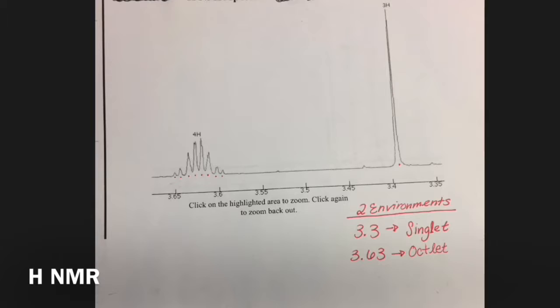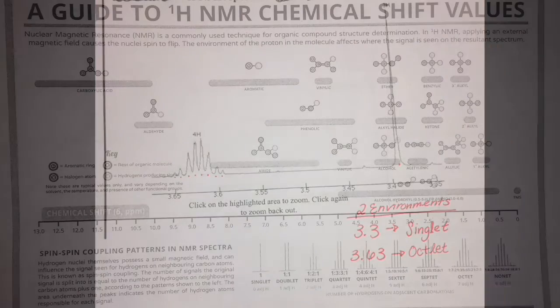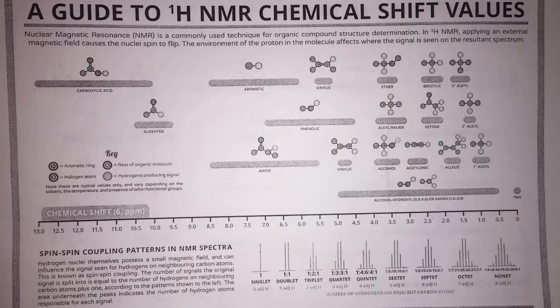Alright, next we will go to proton NMR, and from our data it looks like at 3.3 we have a singlet with an integration of 3, and then at 3.63 we have an octet with an integration of 4, and this octet is actually abnormal, and once we draw the structure I can explain why. Okay, so we can also use an infograph to help identify the environments.